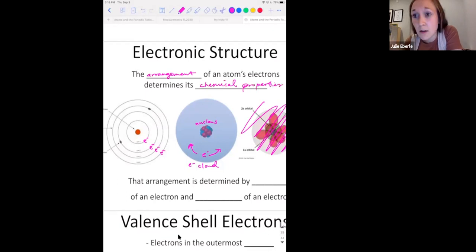And that's actually what we said on Tuesday when we asked, what's the role of an electron? We said it determines the chemistry. It's responsible for the chemistry or the reactivity of an element or an atom.